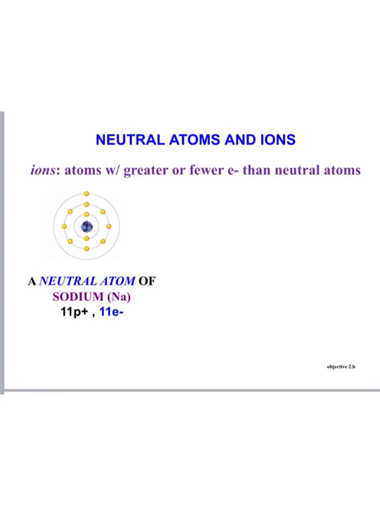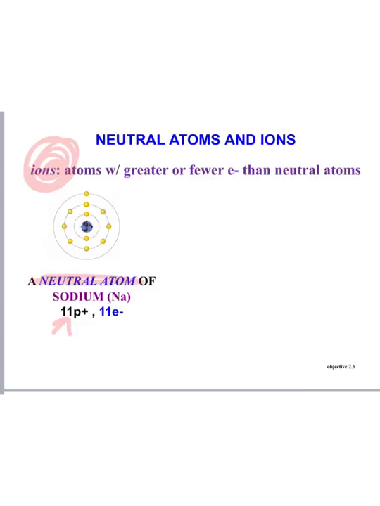Let's look at ionic bonds. Before we talk about ionic bonds, we really have to know what is an ion. So we have to define that. An ion is an atom with either fewer or greater electrons than a neutral atom. So let's look at sodium. Here's a neutral atom of sodium. The atomic number of sodium, if we see on the periodic table, is 11.